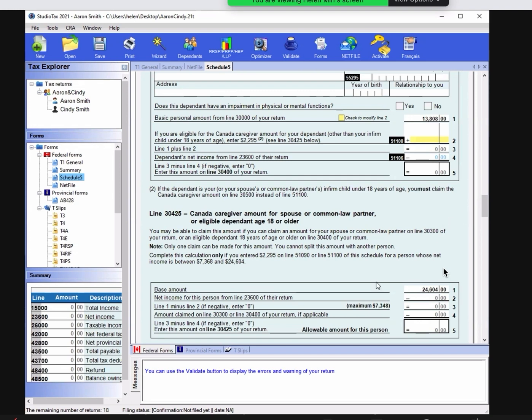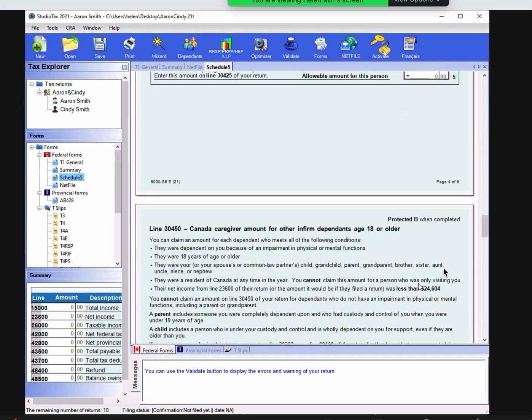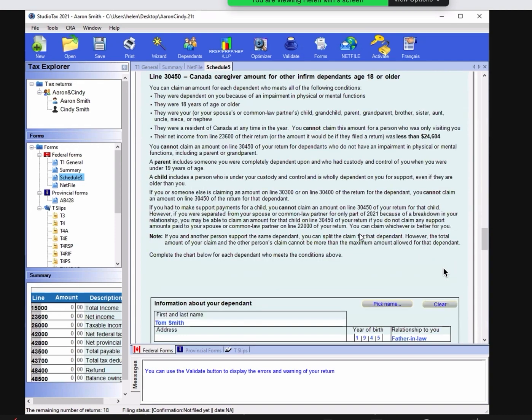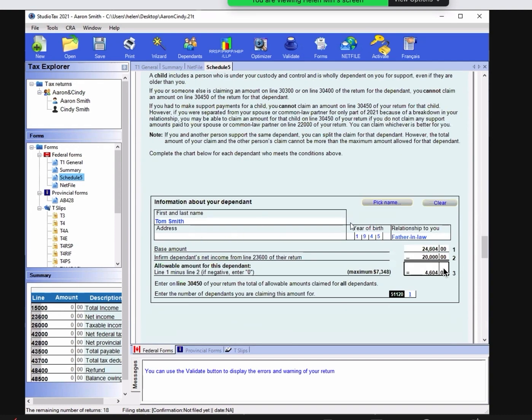Yep, she can. Which one can she do? The other dependent caregiver amount. Yes, then she can do this one. 304.50, the Canada caregiver amount for other dependents, right? So with this one she can put her father here.